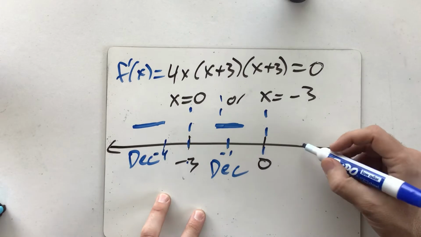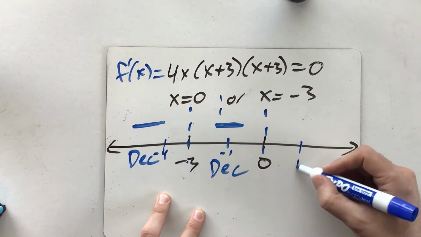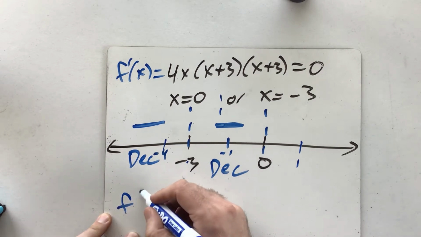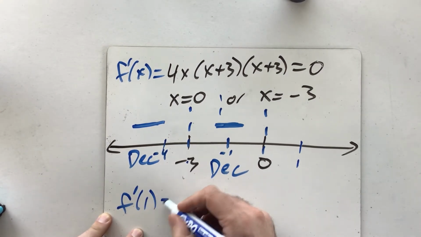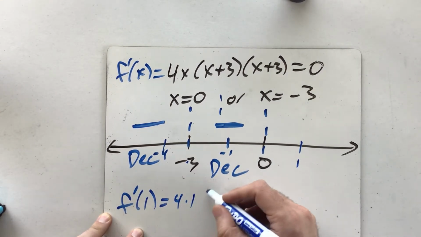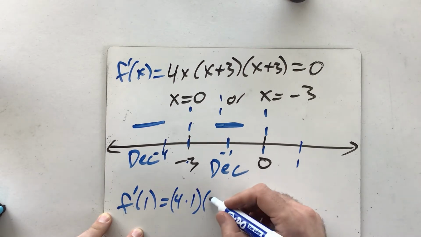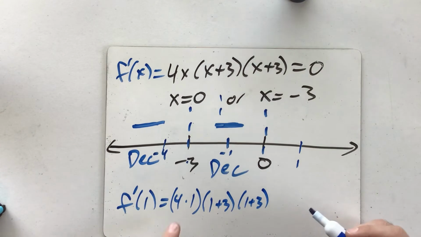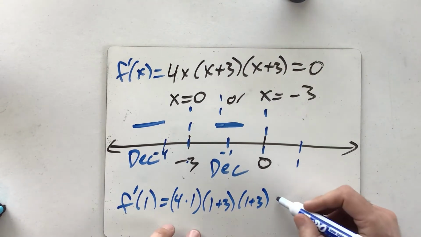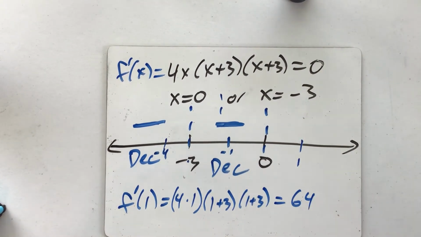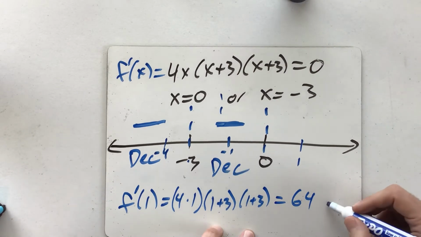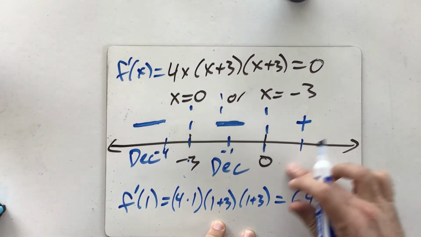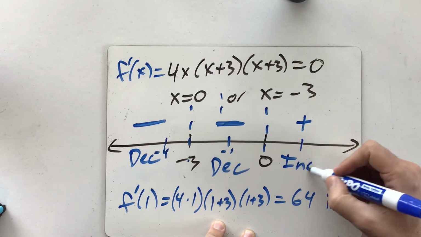Finally, I'm ready to test something bigger than 0. So 1 seems like a nice friendly number, doesn't it? So I'm going to put 1 in my derivative equation. And I'll get 4 times 1 times (1 plus 3) times (1 plus 3). It looks like I got 4 times 4 times 4, which happens to be 64. So what does that mean? That means it's increasing. So I'll put a big plus over here, and I'll write increasing on this side.